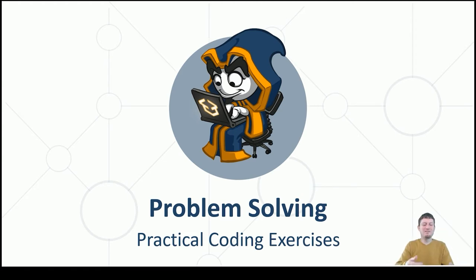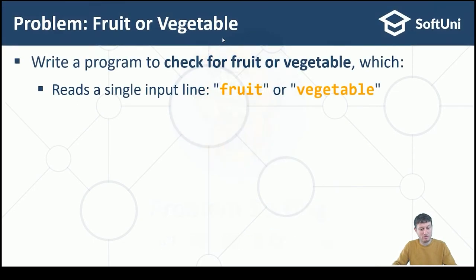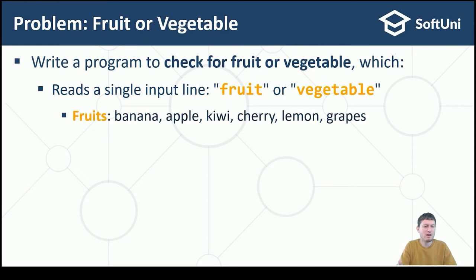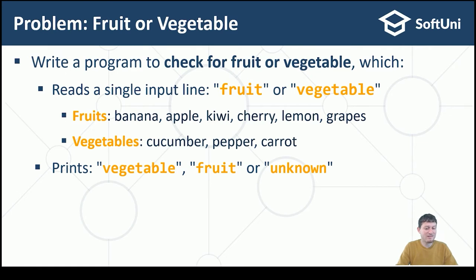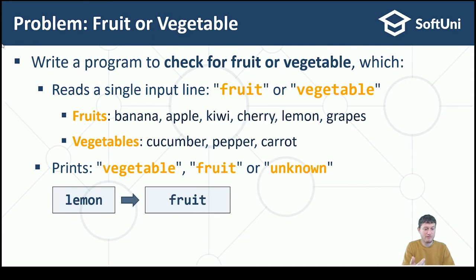Hello again. Now I will help you to solve the problems you had to practice for your practical coding exercises. And I will start from the first problem, which is called fruit or vegetable. It's about writing a program to check for fruit or vegetable. It reads a single line of text. We consider that fruits are banana, apple, kiwi, cherry, lemon, and grapes, and vegetables are cucumber, pepper, and carrot, and everything else is unknown. So it just needs to read some input to check whether it is among these fruits or vegetables, and print either fruit or vegetable or unknown.